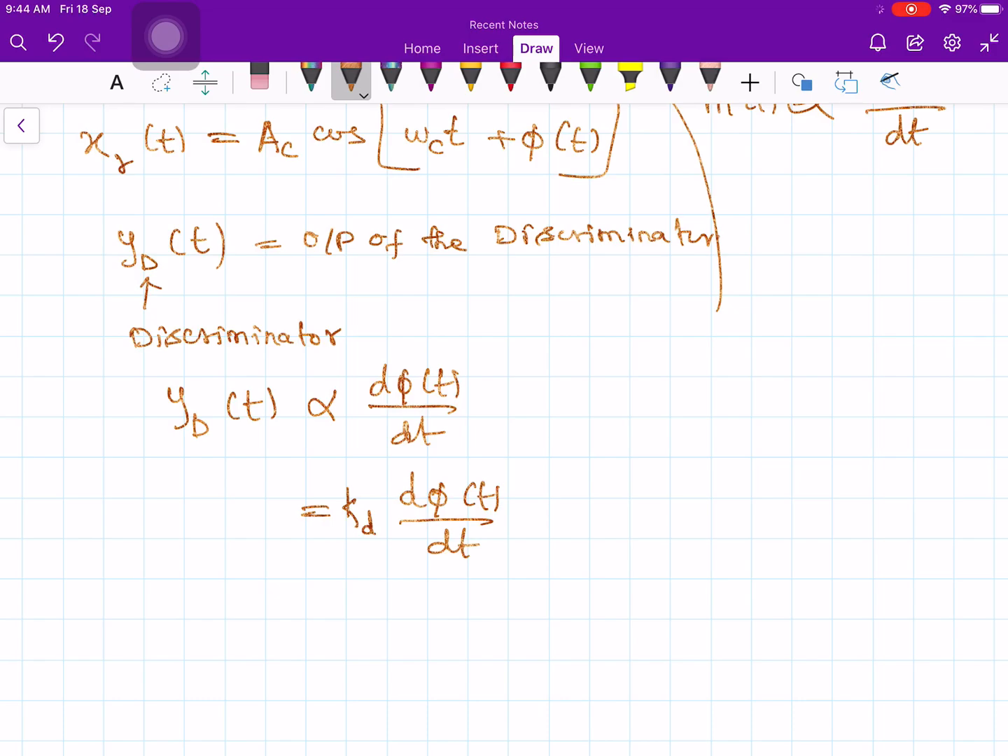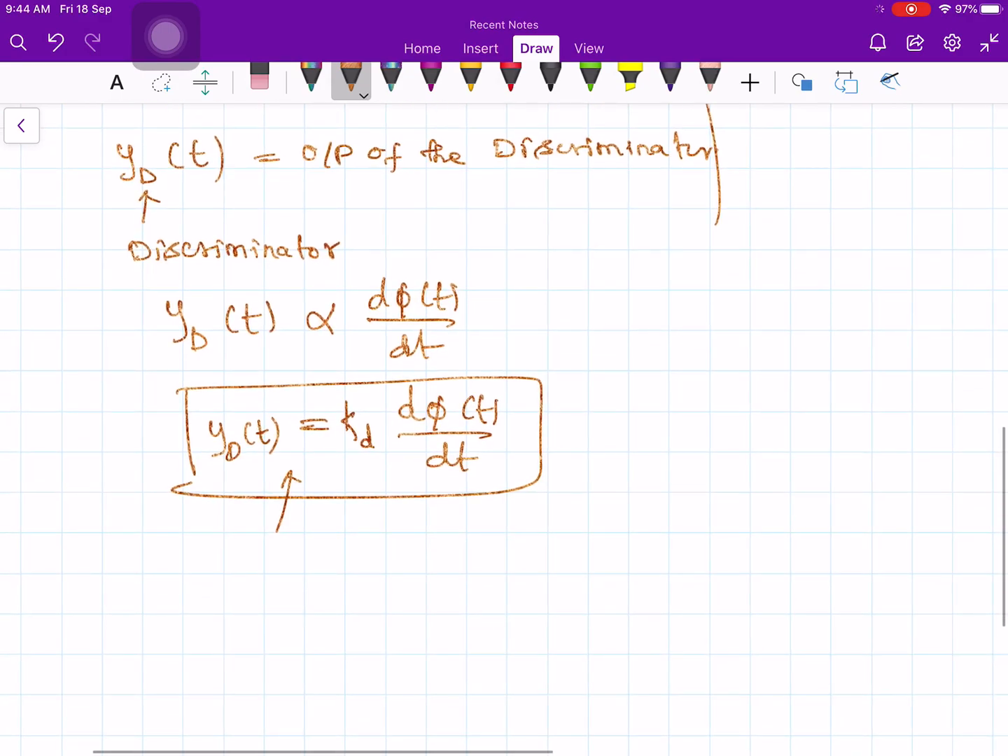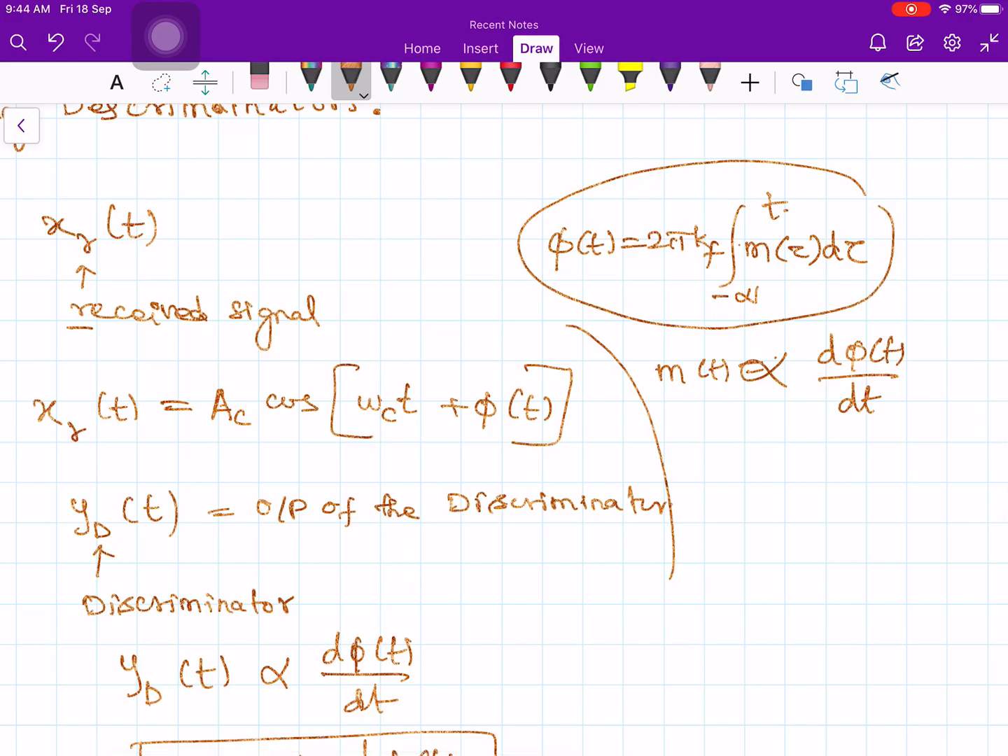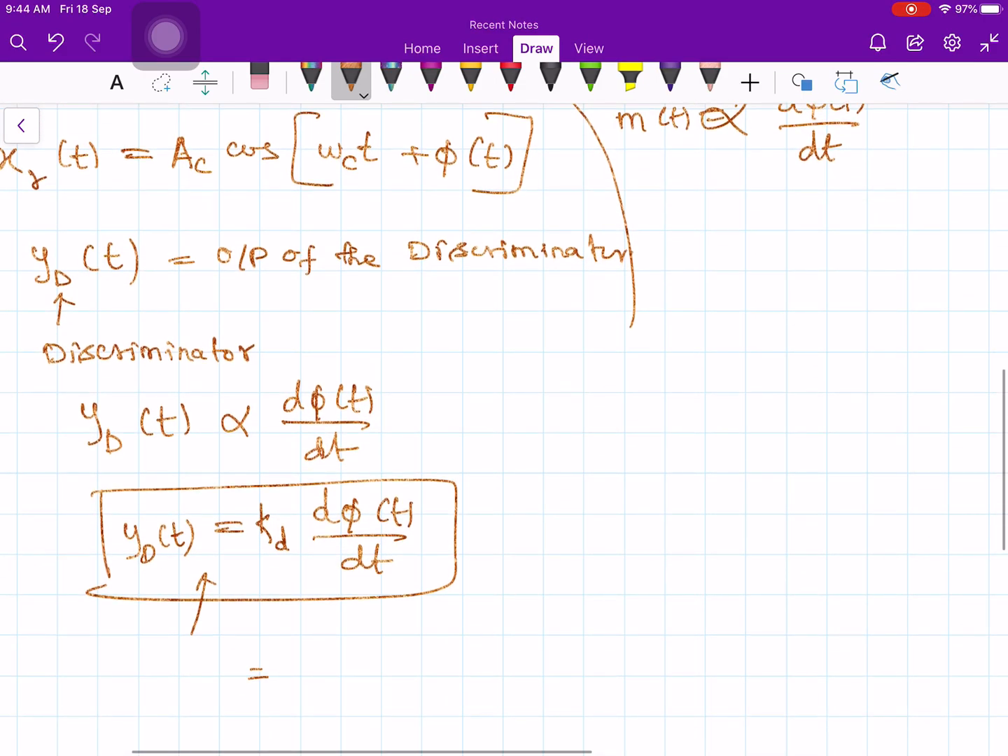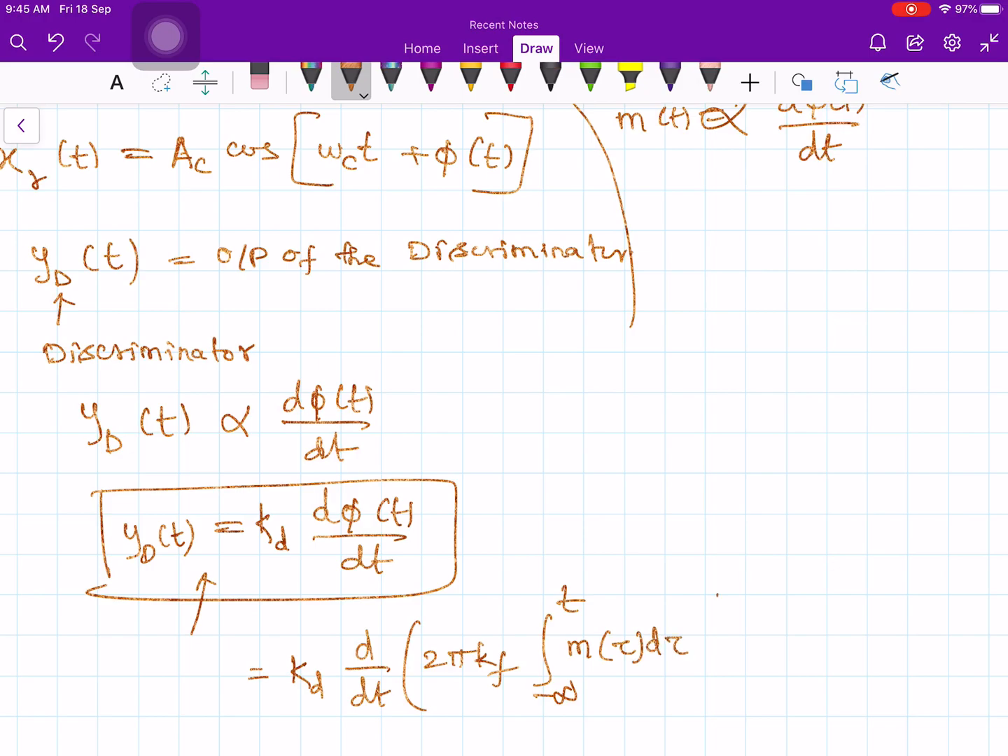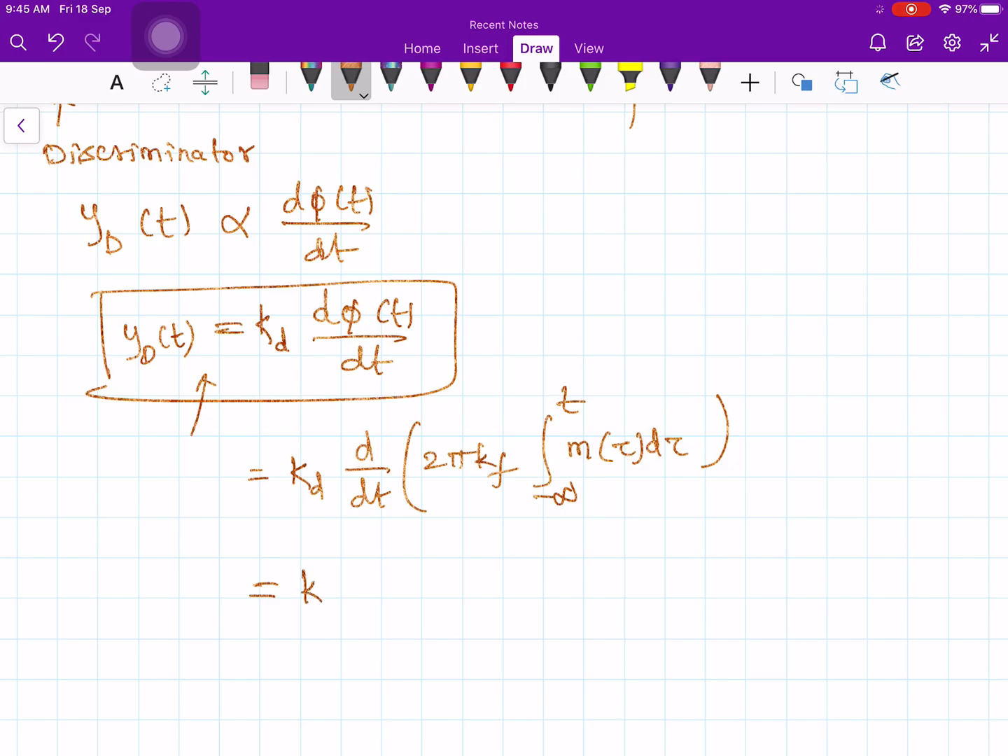So an ideal discriminator output should have an input and output characteristic like this. This is the relation between input and output. You can see for an FM signal, phi(t) can be written like this: phi(t) = 2 pi k_f integral of m(s) ds. Now you can substitute this phi(t): k_d times d/dt of 2 pi k_f integral from minus infinity to t of m(tau) d tau. Now k_d is constant and k_f is constant, and d/dt of the integral becomes m(t).